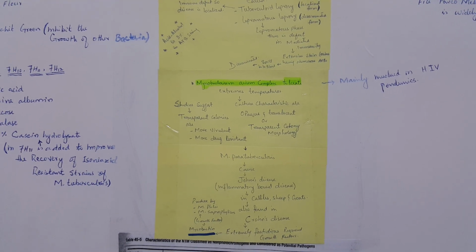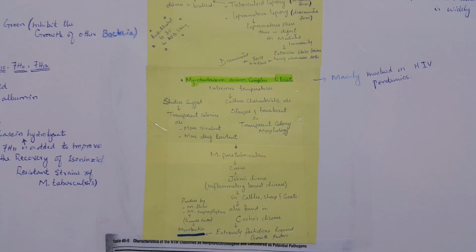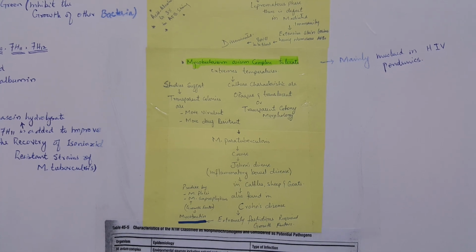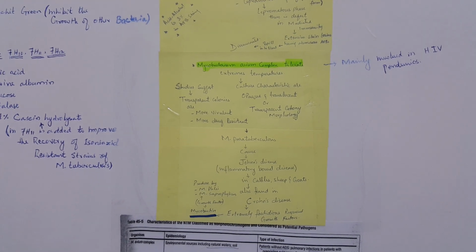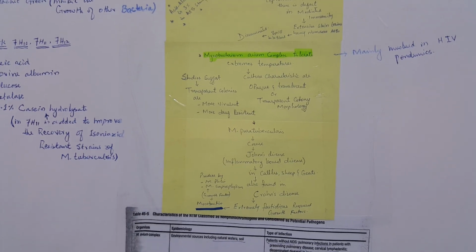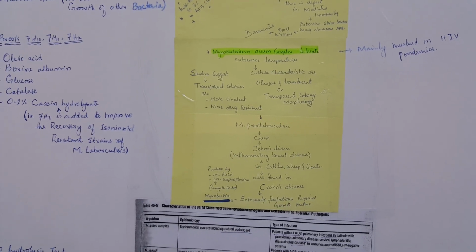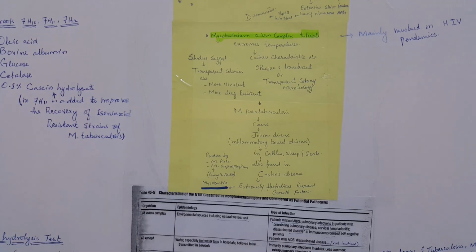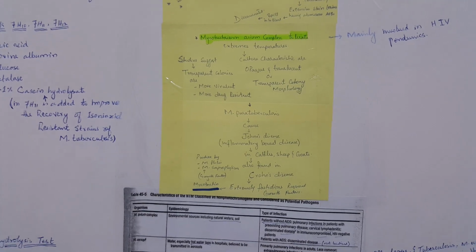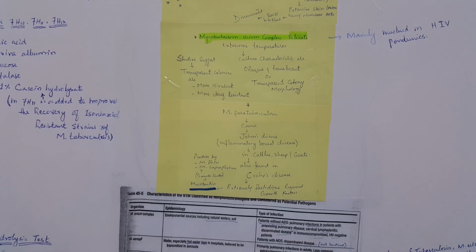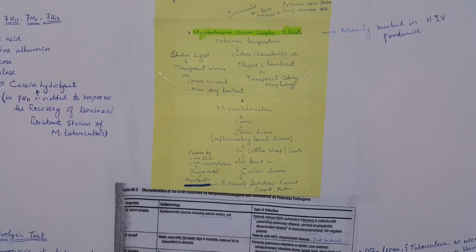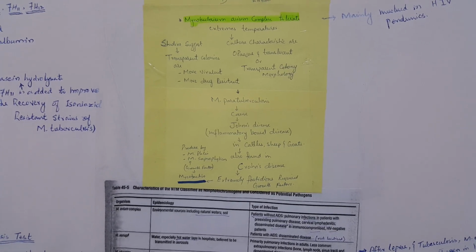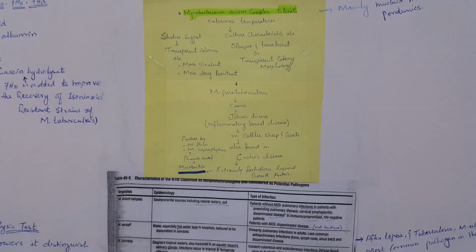M. avium complex is also a non-tuberculous mycobacterium, but this organism has the ability to tolerate extreme temperatures, mainly involving HIV pandemics. Culture characteristics are opaque, translucent, or transparent colony morphology. Studies suggest that transparent colonies are more virulent and more drug resistant. In the M. avium complex, there is one organism, M. paratuberculosis, which causes Johne's disease, an inflammatory bowel disease in cattle, sheep and goats, and is also found in Crohn's disease.